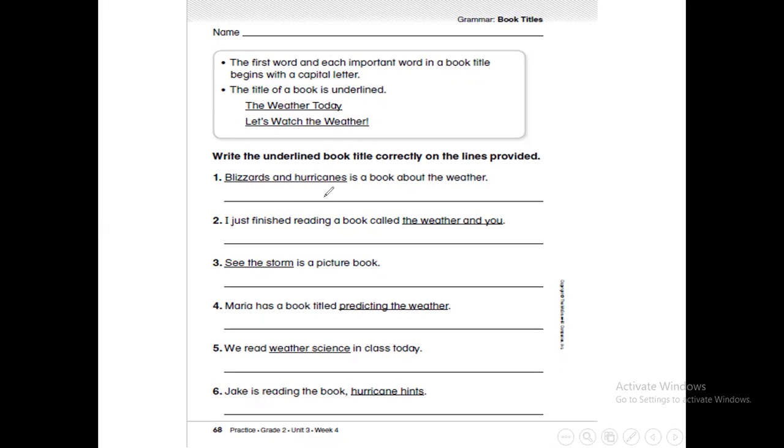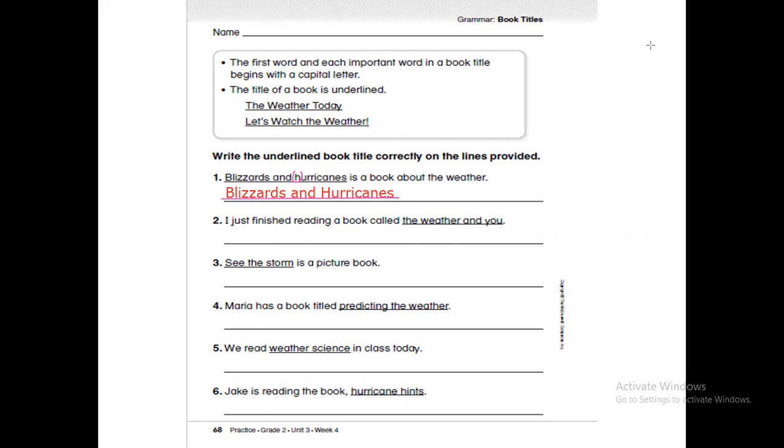So write the underlined book title correctly on the lines provided. Blizzards and Hurricanes. We will not capitalize and, but we will capitalize hurricanes because it's an important word. So, Blizzards and Hurricanes. Don't forget to underline the title of the book.